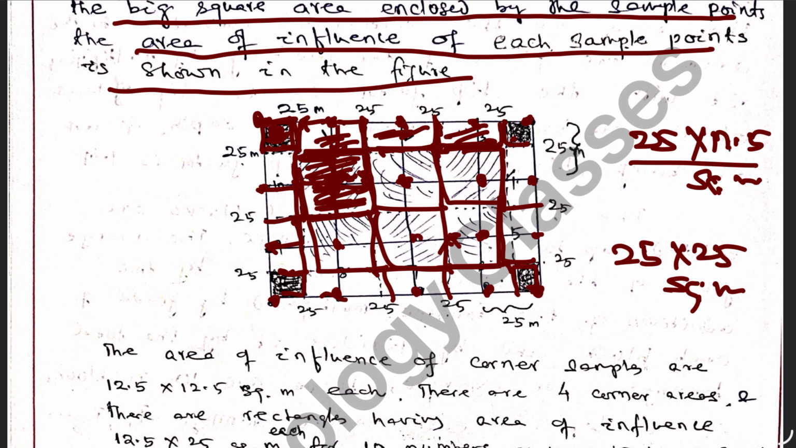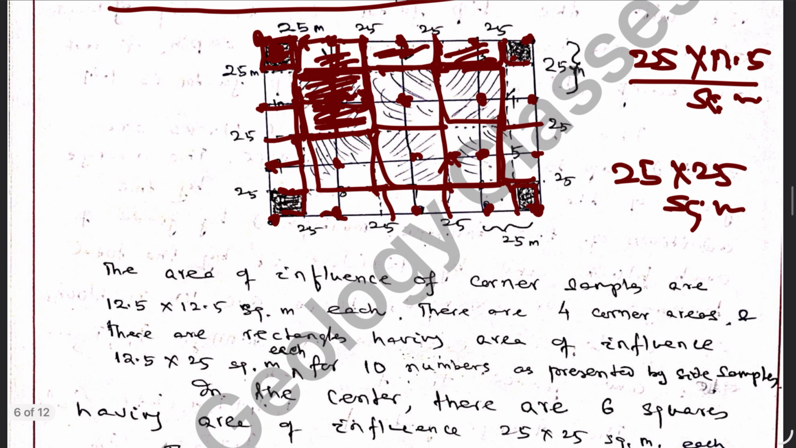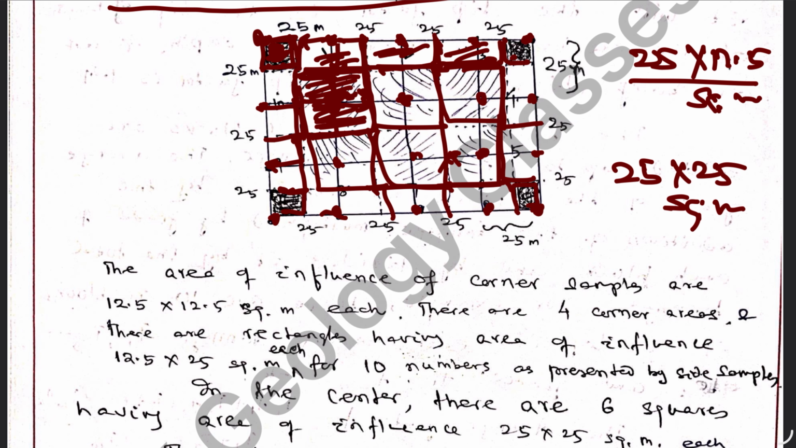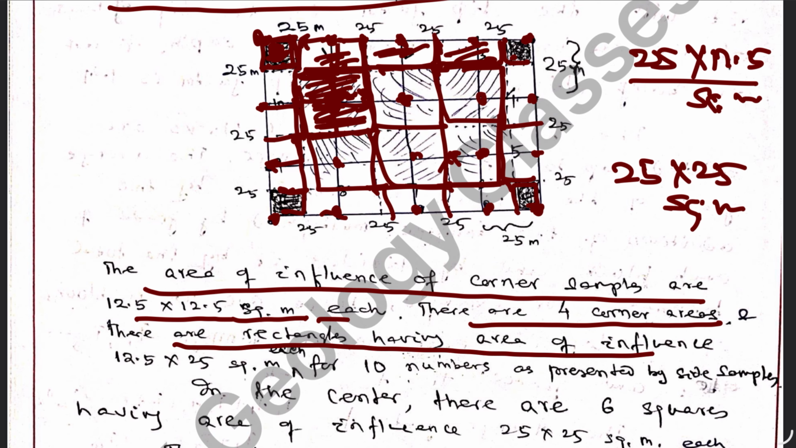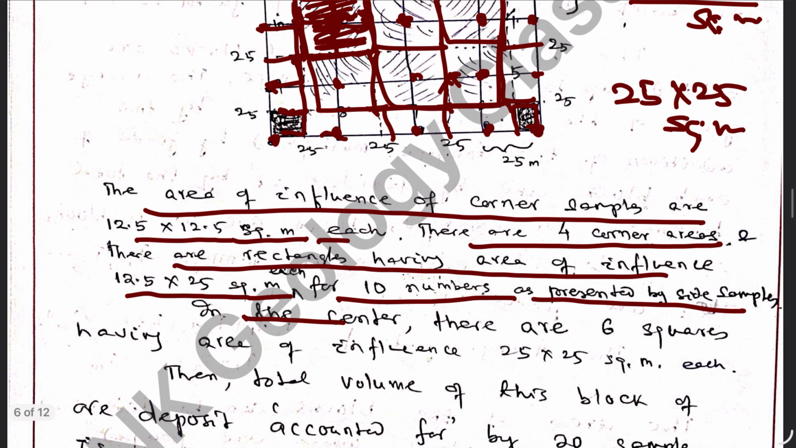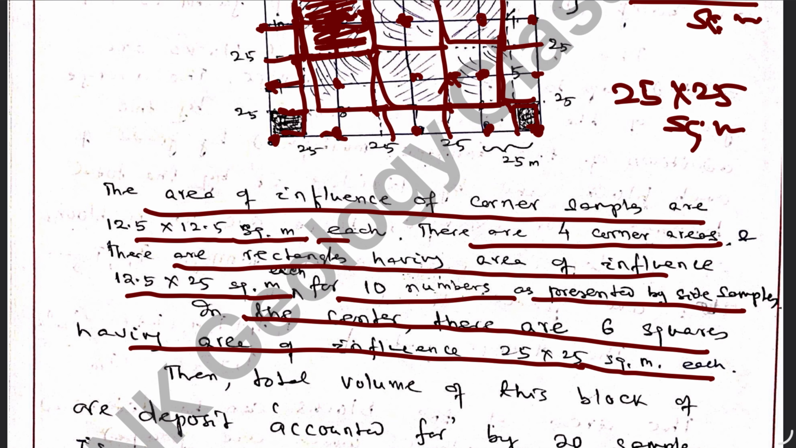If the width is variable, in that case, block wise the volume is calculated and total volume is found out by adding all the sub volumes. So the area of influence of the corner samples is 12.5 into 12.5 square meter each. There are 4 corner areas and there are 10 rectangles represented by side samples, having area of influence of 12.5 into 25 square meter each. And in the center there are 6 squares having area of influence 25 by 25 square meter each.